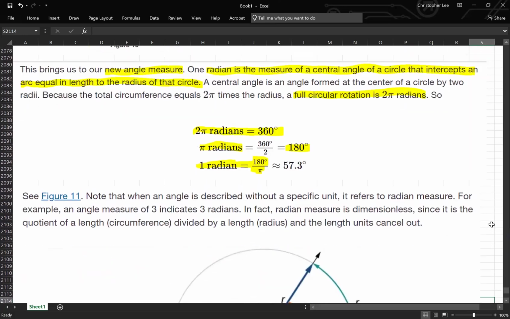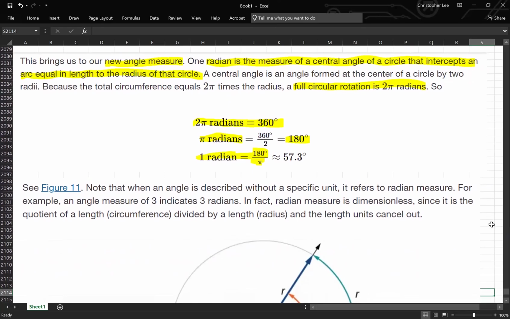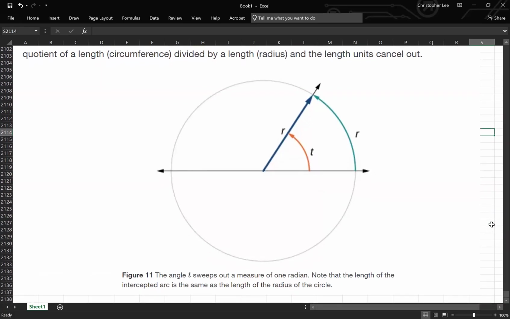All right. So note that when an angle is described without a specific unit, it refers to a radian measure. For example, an angle measure of 3 indicates 3 radians. In fact, radian measure is dimensionless, since it is the quotient of a length, circumference, divided by the length of the radius, and the length unit cancels out, right? So the angle T, here's T, sweeps out the measure of 1 radian, right? Note that the length of the intercepted arc is the same as the length of the radius of the circle. So what they're saying is that this radius right here, R, is the same thing as this arc length right here for R. That's what it's describing.